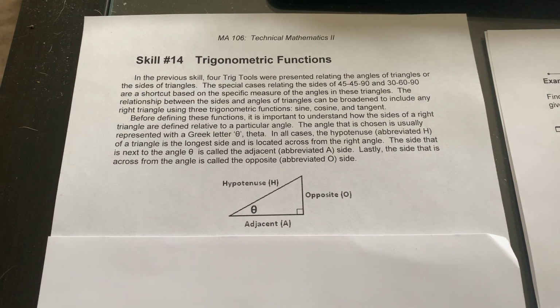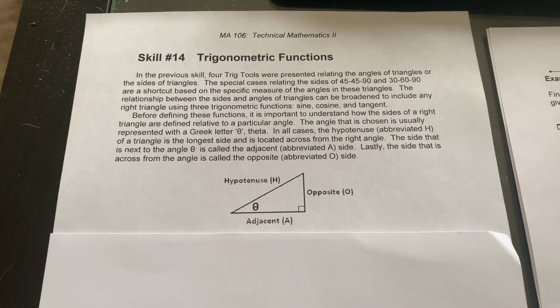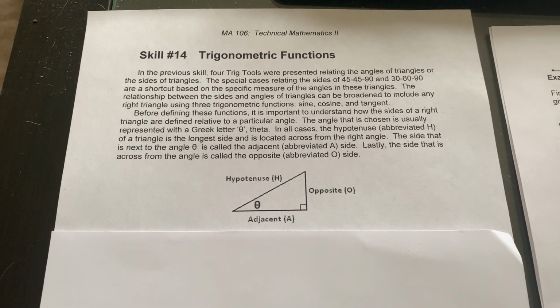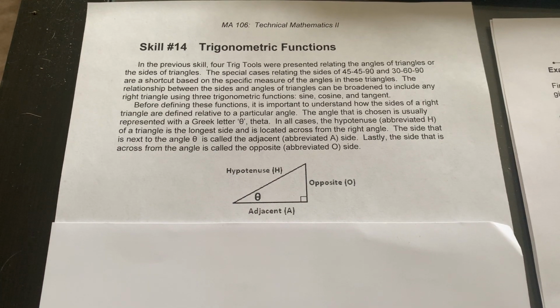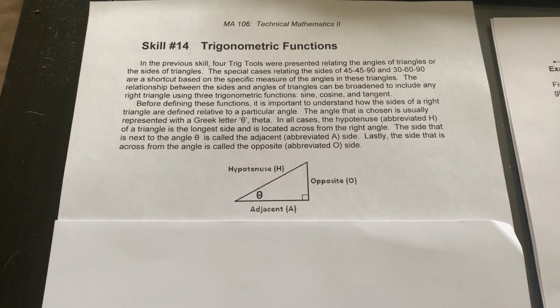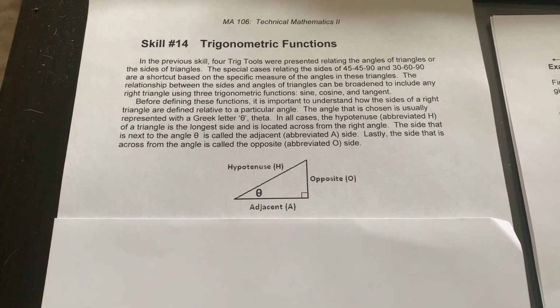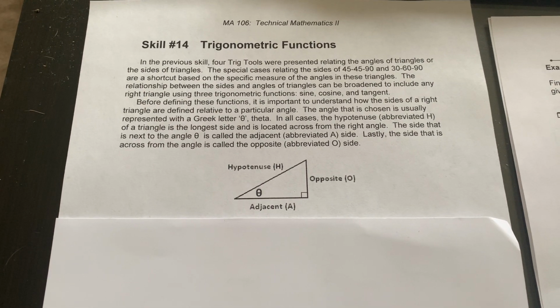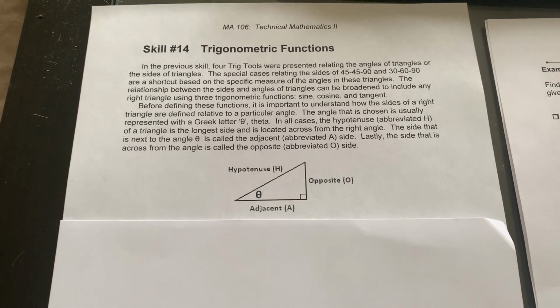So what we're going to do here is try to generalize a little bit. Obviously, we're going to see other triangles just out in the world, in our lives, that aren't just 30, 60, 90s or 45, 45, 90s. So some sort of other tool to help us deal with those is going to be necessary.